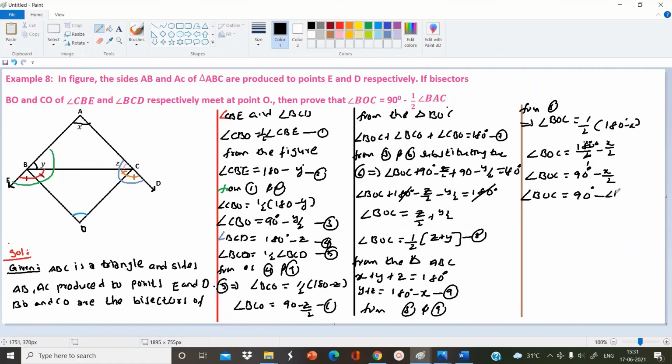Angle x means angle BAC, divided by 2. This is the one we wanted to prove. So what is the final answer we got? Angle BOC equals 90 minus angle BAC by 2. This is the proof we wanted to do.